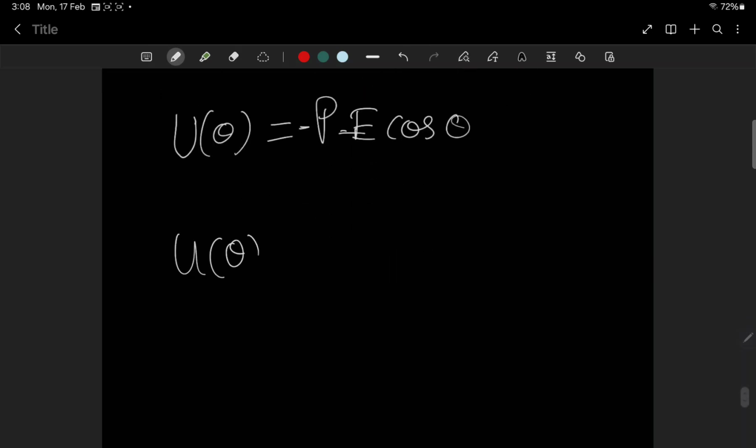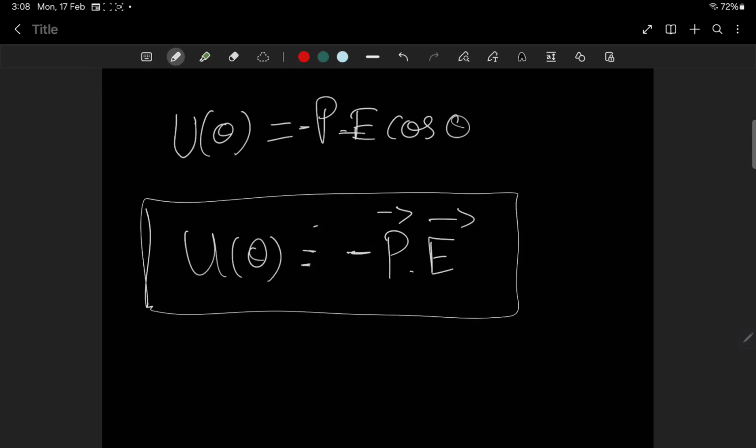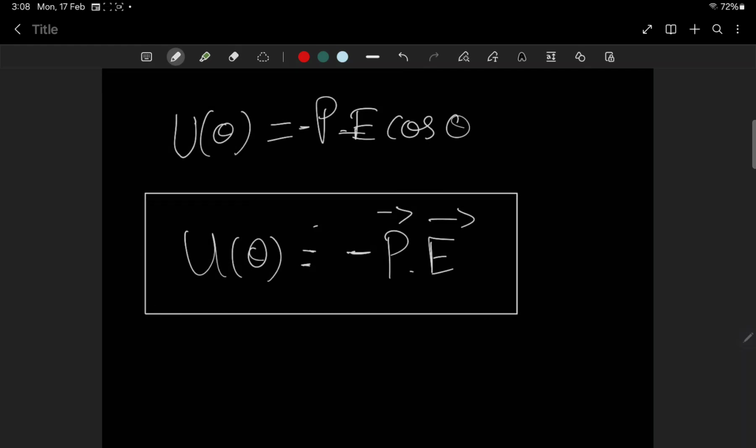Therefore U theta is equal to minus P dot E, because it is cos theta. This is the potential energy stored in it.